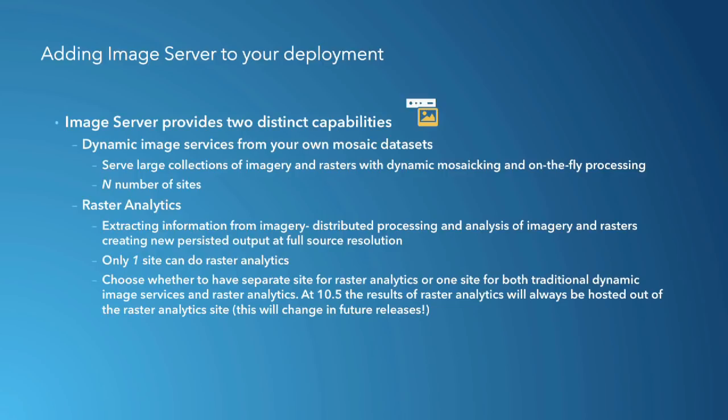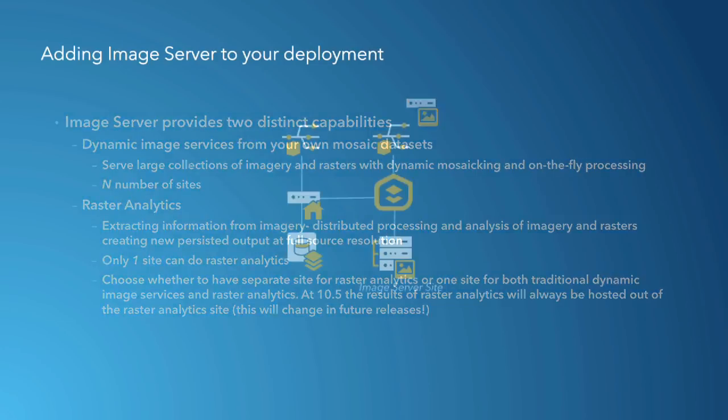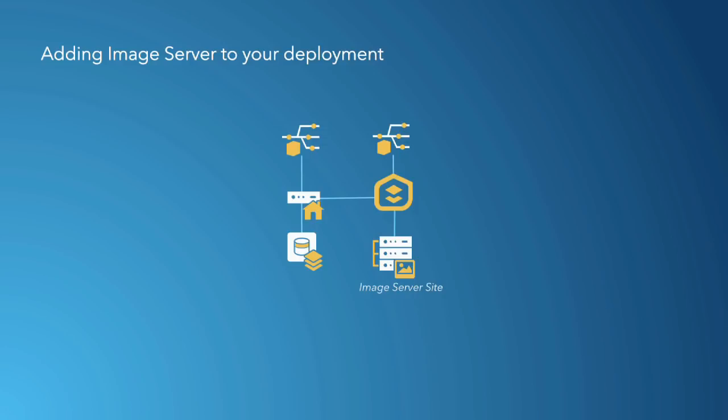So if we look at our deployment, we've got our base deployment, the web adapters, the portal, the hosting server, the data stores, and then one option is to add an image server site. One or more machines in that single site. Another option is to potentially split raster analytics off from my dynamic image services. Because raster analytics is about distributed computing. It also takes advantage of all the cores on your machine, all the machines in your site, to do things as quickly as possible. There's an entire session on that that I'll mention here in just a second.